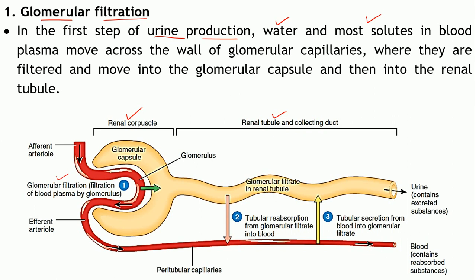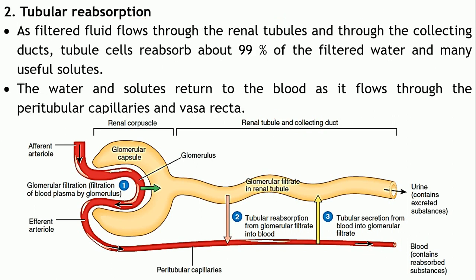It will be divided, and further it will reunite to form the efferent arteriole. So the glomerulus is basically involved in the filtration of the blood, which is the first step in urine production. Now once the fluid enters the tubules, as it travels along these renal tubules and the collecting ducts, most of the fluid which is filtered at the glomerulus is reabsorbed. About 99% of the filtered water and the useful solutes are reabsorbed.